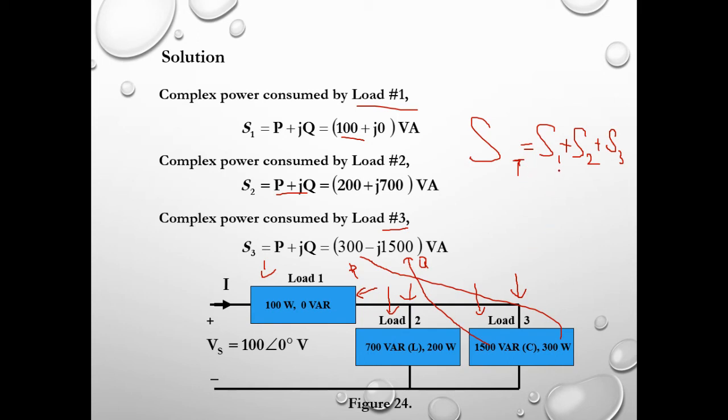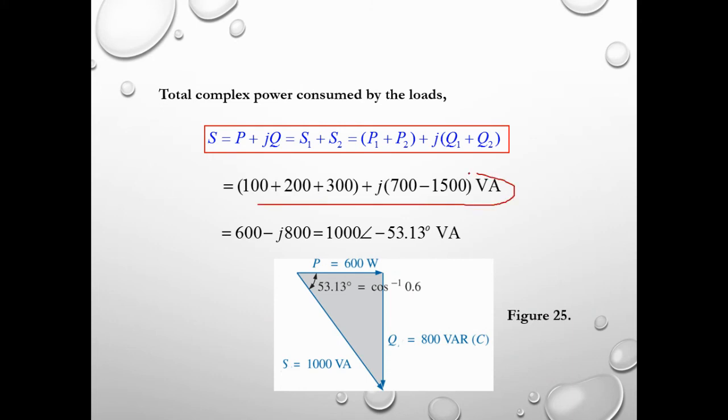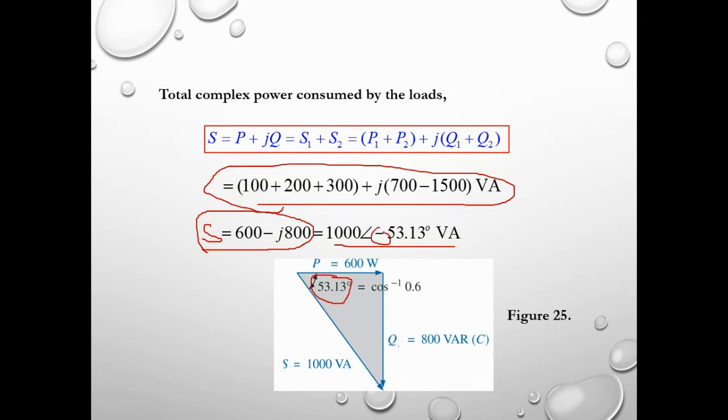In this particular example, it is S1 at load number 1, plus S2 at load number 2, and S3 at load number 3. So this is 100, 200 plus j700, as well as 300 plus j1500. All together put in this equation, and finally you get that the S total is 600 minus j800, or you may convert it into polar form. This is the angle, negative 53.13 degrees, so downward. This is also negative j800, or negative Q over here. The same thing: P is 600 and S equals 1000.